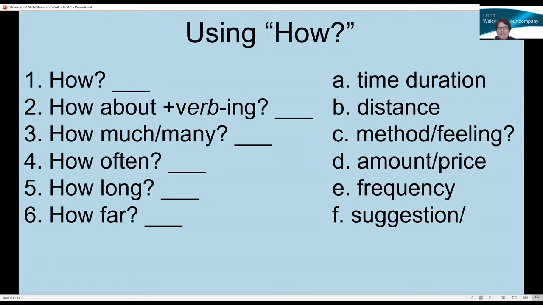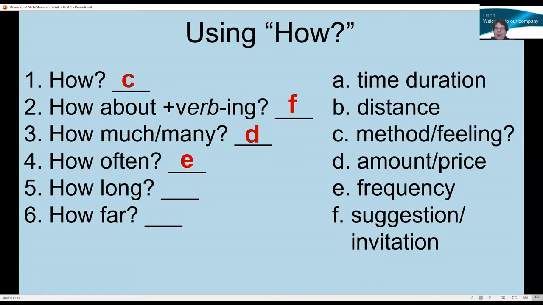Okay, welcome back. We're going to check your answers. How? What's going on here? Okay. How? Method, feeling. How about plus the ing verb? How about playing a game? Right? That would be F. Suggestion or invitation. How much? How many? That's usually amount. How much is this phone? Right? How often? Frequency.